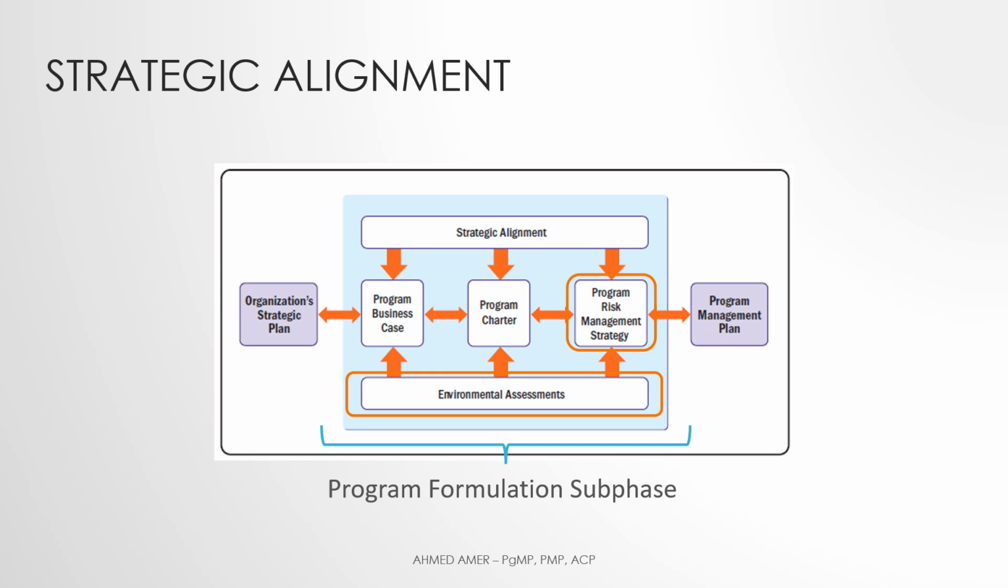These efforts are executed and controlled within the governance framework, which is another program management performance domain that we will talk about in the coming videos. Finally, we end this slide with a question. What happens if a misalignment is identified between the program objectives and or benefits and the organization's strategy? In such cases, the program management plan is revised to ensure alignment.